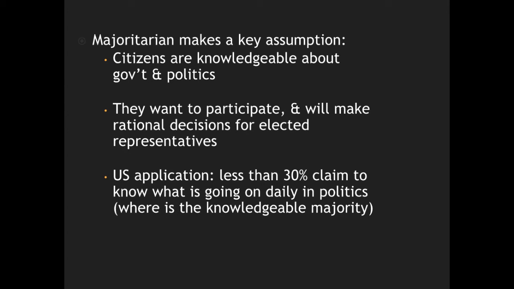The first is that citizens are knowledgeable about government and politics, that people who are voting for their officials, we know that research has been done. We know that they're making choices that are educated, that they're knowledgeable in the processes and how government works at the local, state, and federal level. That people want to participate and will make rational decisions for elected representatives.